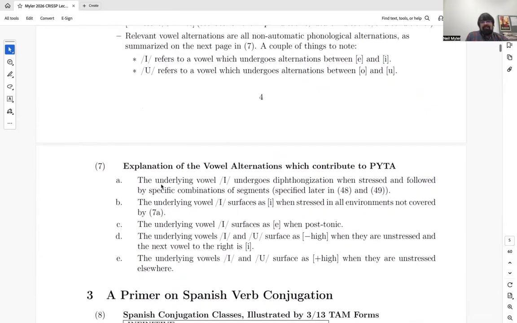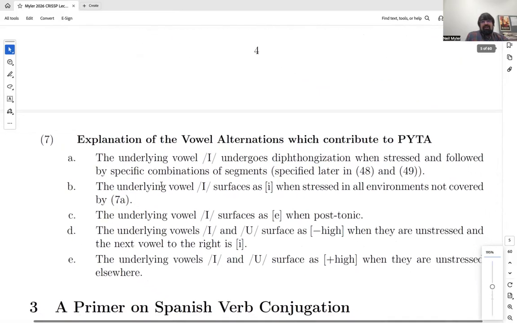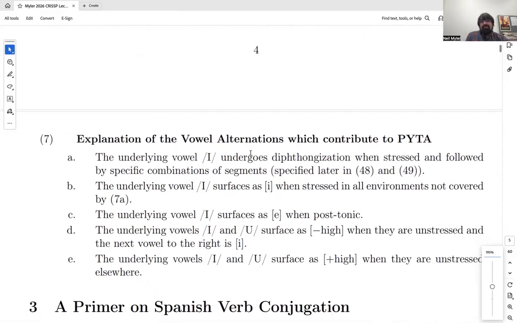So here are the relevant generalizations. 7a, the underlying vowel capital I undergoes diphthongization when stressed and followed by specific combinations of segments. These will be specified later in my rules 48 and 49. 7b, the underlying vowel capital I surfaces as e when stressed in all environments not covered by the first statement, 7a. 7c, the underlying vowel capital I surfaces as e when post-tonic. So when it's after the stressed syllable, capital I surfaces as e.